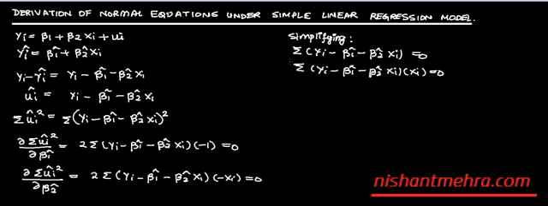Now, once you open this summation sign, what you'll be getting is summation yi minus summation of beta 1 hat, which will be n beta 1 hat, minus beta 2 hat summation xi equals 0.